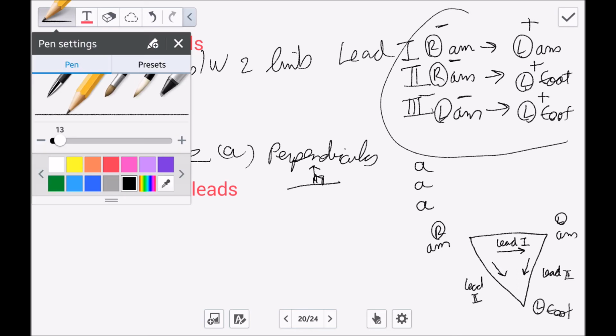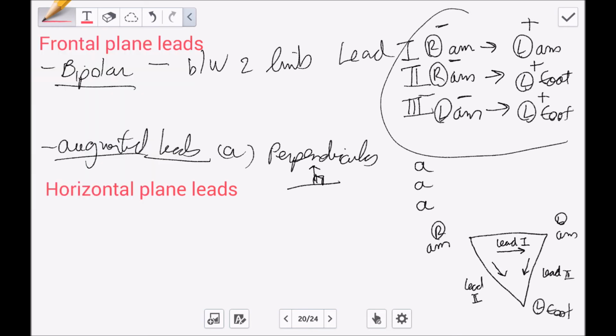So what are the augmented leads? Augmented leads, because they run perpendicular to them, that means they run 90 degrees. So what would be the perpendicular lead to lead 1 right here? The perpendicular lead to lead 1, right, will be something like this.